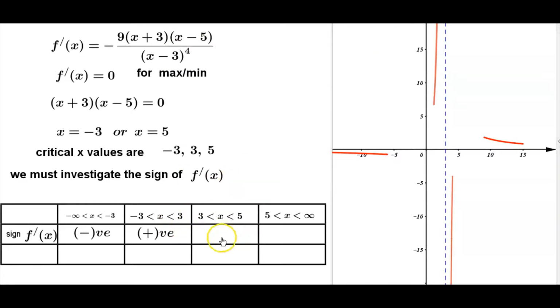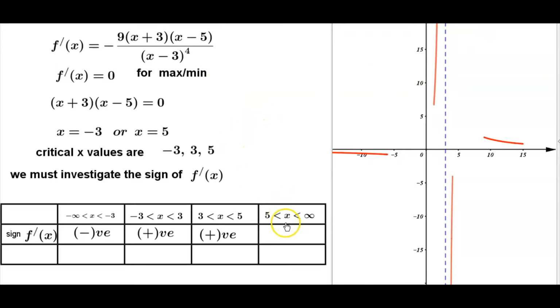Now we want to find one of the values between 3 and 5, for example x is equal to 4. When we substitute x is equal to 4: -9 into 4 plus 3 is 7, into 4 minus 5 is -1, divided by 4 minus 3 to the power 4. We have this one positive.